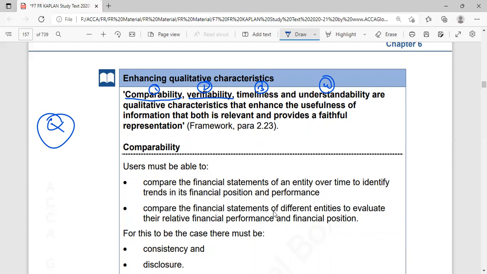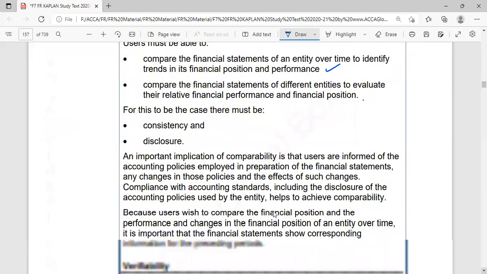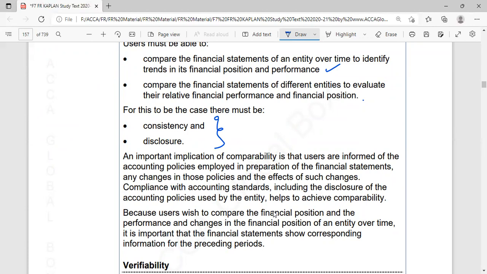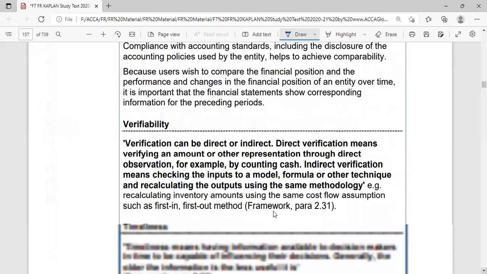Comparability here means we compare the financial statements of an entity from one period to another period, or from one entity to another entity. For this to be the case, there must be consistency and disclosure. While comparing the financial statements, we have to verify whether accounting policies are consistently followed or not while preparing the financial statements of the entity.